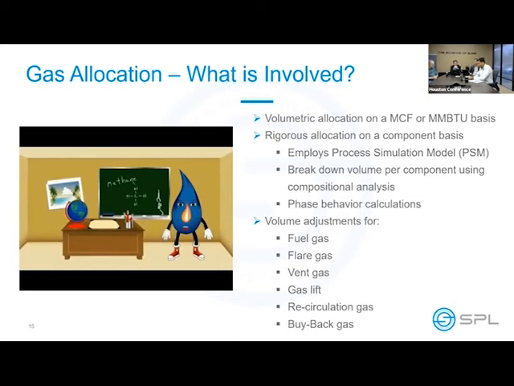So we have to properly account for that as we go through the system, not just what went in versus what came out. And then you have to do your volume adjustments for all the things that we mentioned before: fuel, flare, vent, gas lift is a big one, recirculation, gas buyback. Again, I want to make sure to mention that the accuracy of all these pieces is crucial to your allocation model.